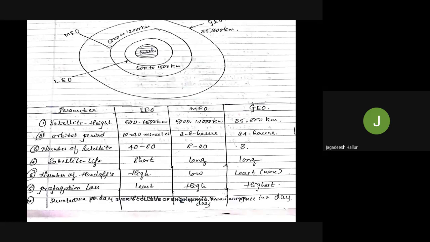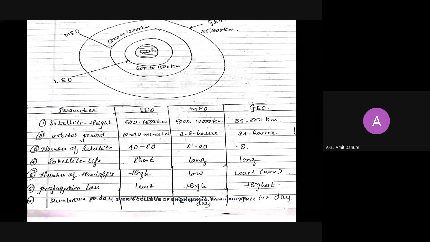Second, orbital period, how much time it is going to take to revolve around the Earth. For low Earth orbit, it is 10 to 40 minutes for one revolution of the Earth. And medium Earth orbit is 2 to 8 hours.